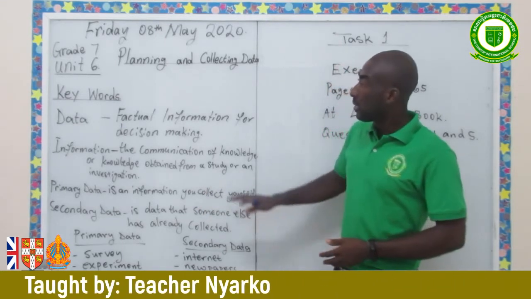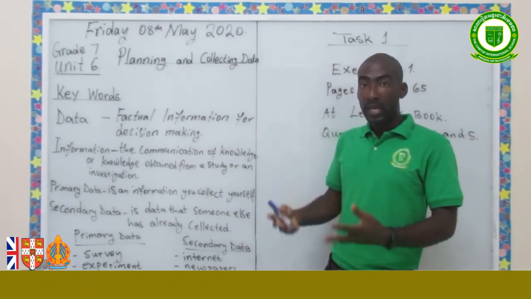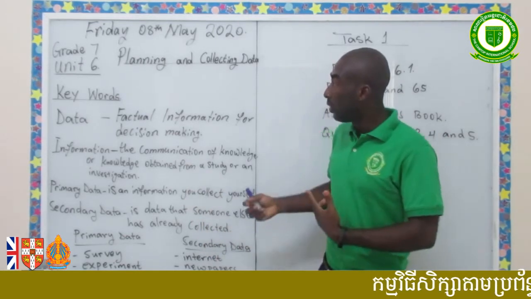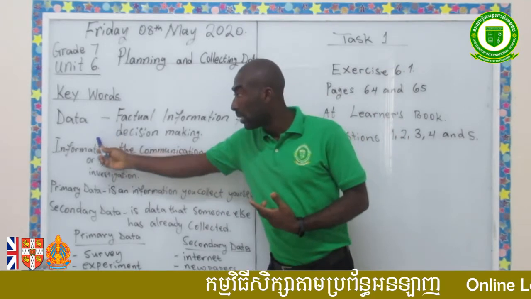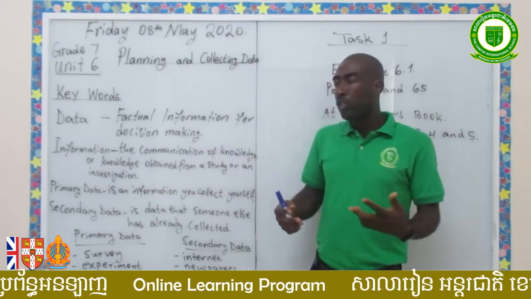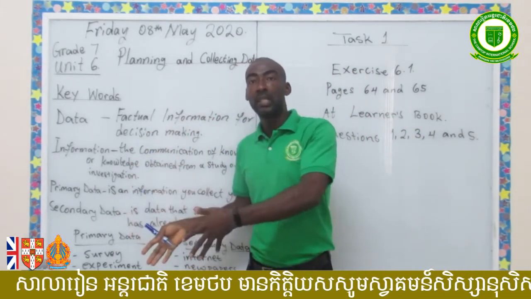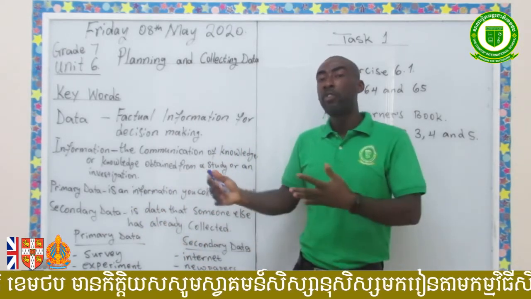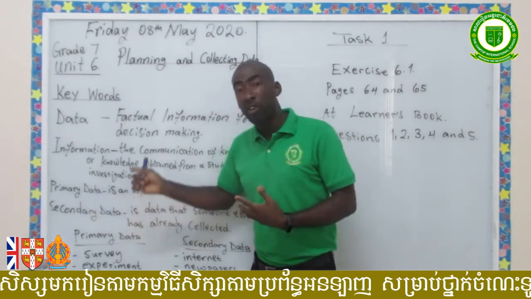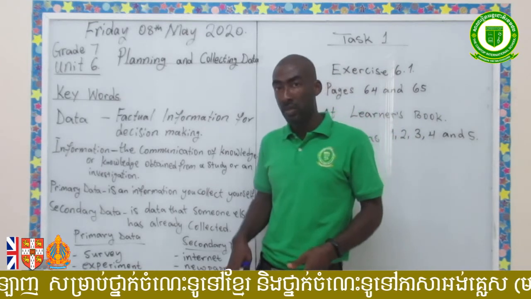Okay? So this is the first step that you need to take when it comes to planning to collect data. These are the first things that you have to note. You have to note that you are working on data, you come up with information. You have to decide, do you need primary data for your collection, or do you need secondary data? Whenever you are going to use primary data for your collection, it means you have to carry out that activity by yourself.